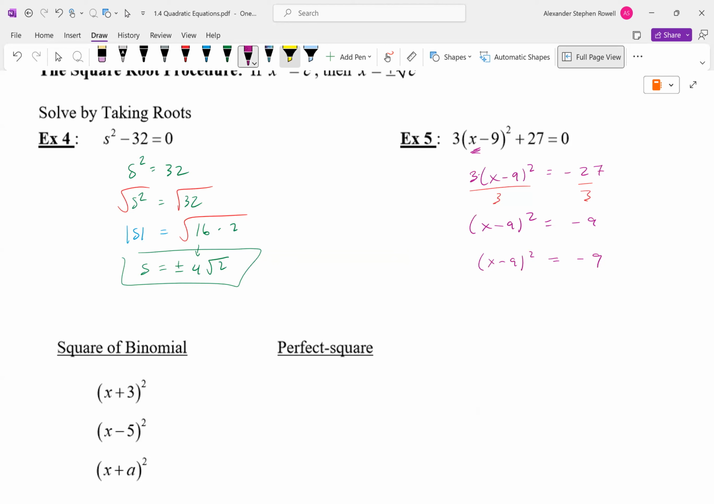Okay, what should I do next? Square root both sides. Okay, x minus 9 is equal to, all right, what mistake did I make?